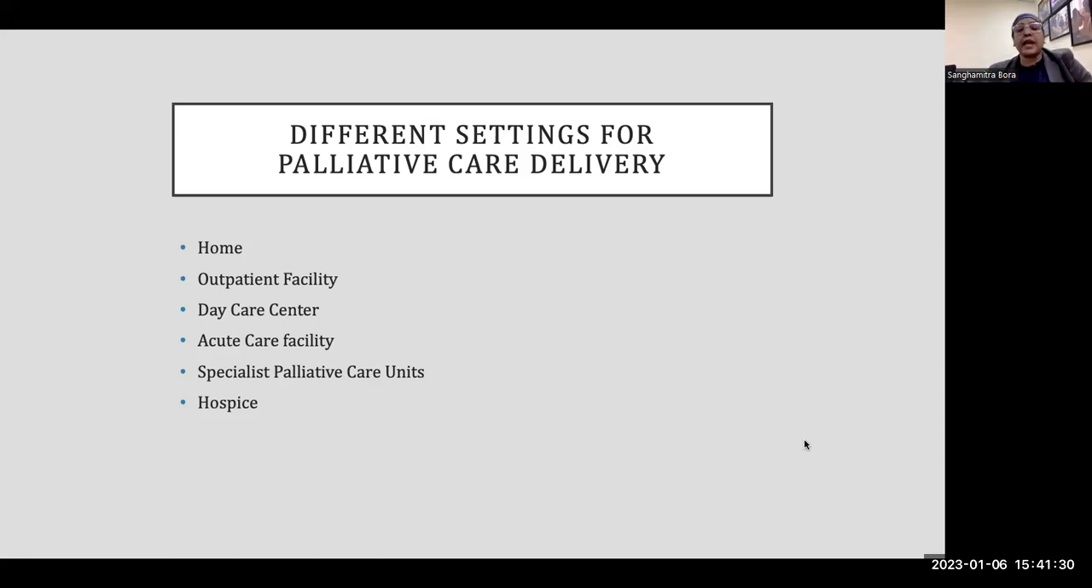There are a lot of daycare centers nowadays, mostly oncology daycare centers, but we can also do palliative care in daycare centers. A patient can be brought to the daycare center, and he can spend the whole day in that center. Of course, the patient must be mobile, definitely not imminently dying, but diagnosed with something which is terminal. In the West, daycare centers are very rampant.